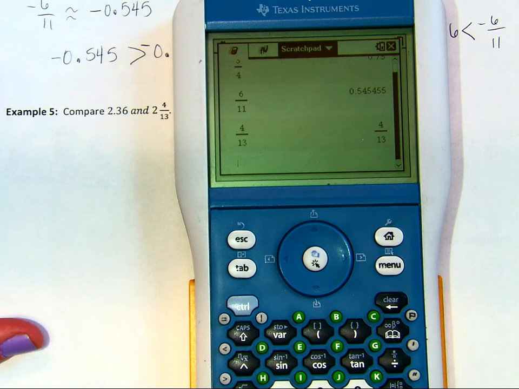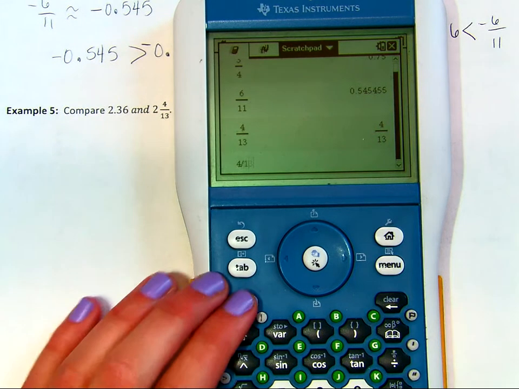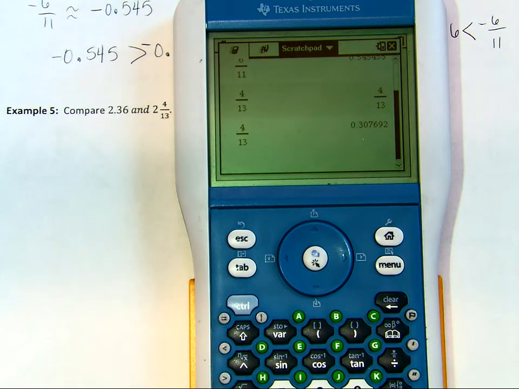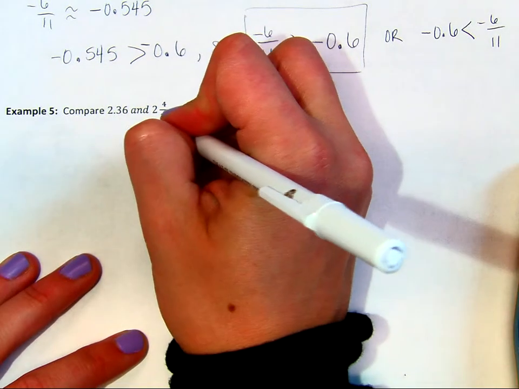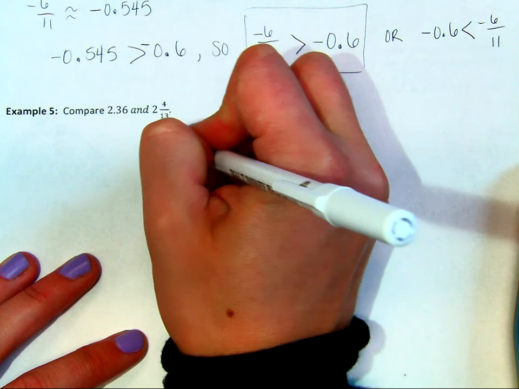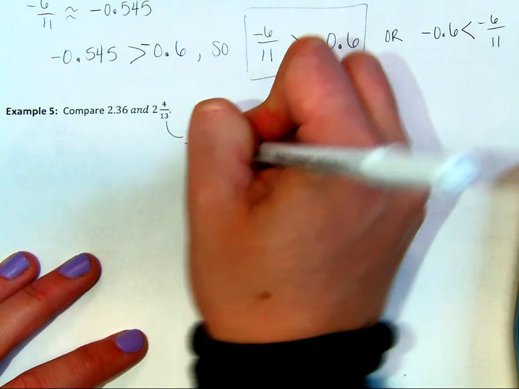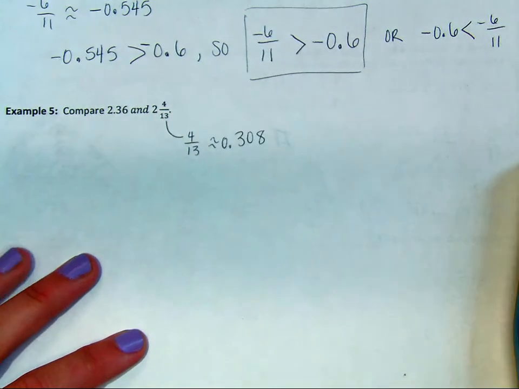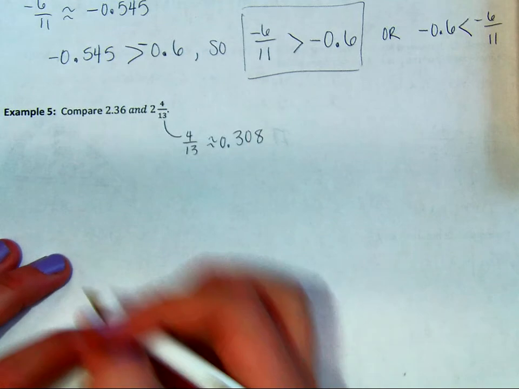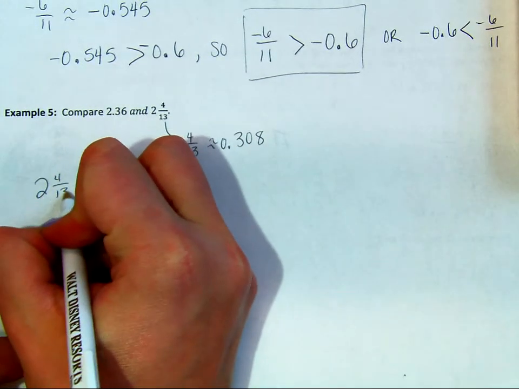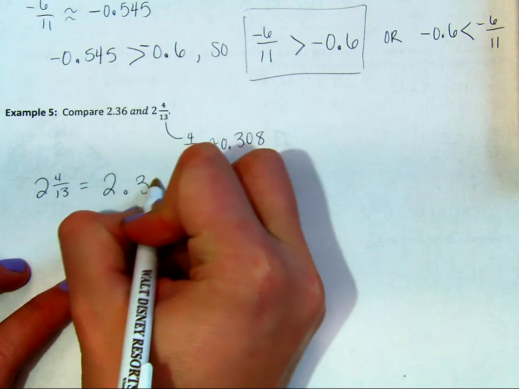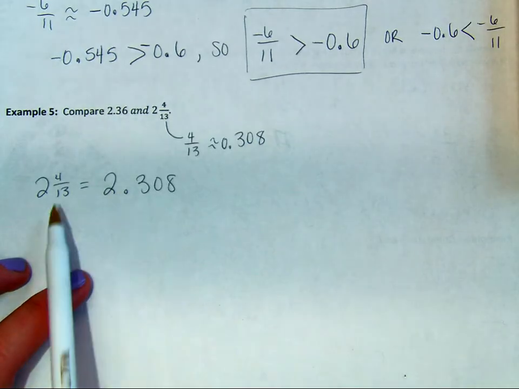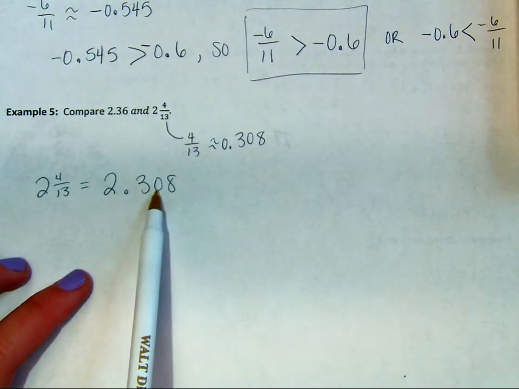Oops, I forgot to hit Control Enter. Control Enter. I get 0.307. I'll round that to 0.308. So 4/13 is about 0.308. So 2 and 4/13 is about equal to 2.308, because I took the fractional part and converted it to a decimal.